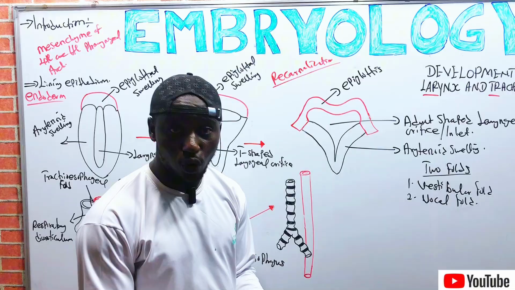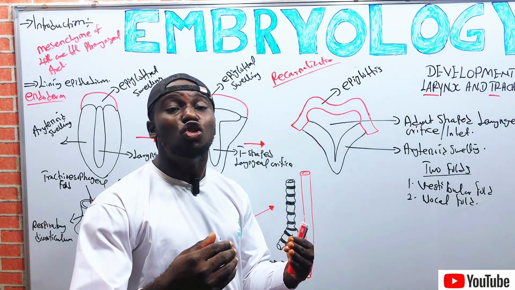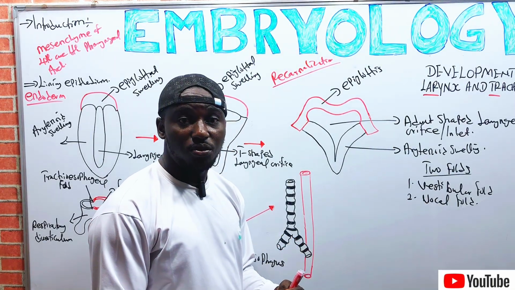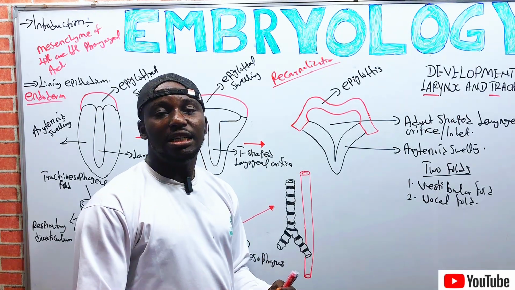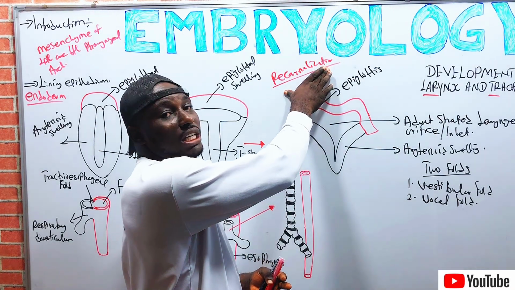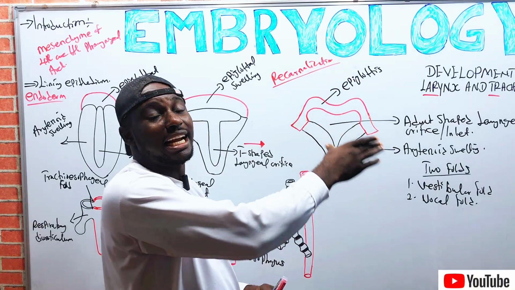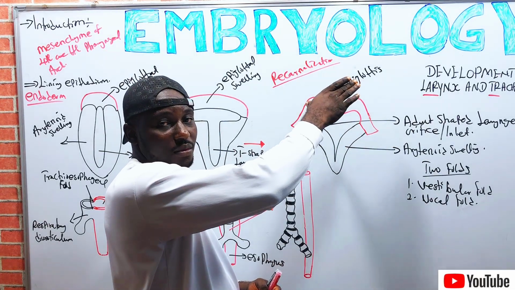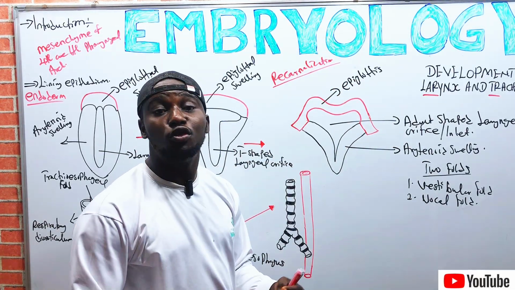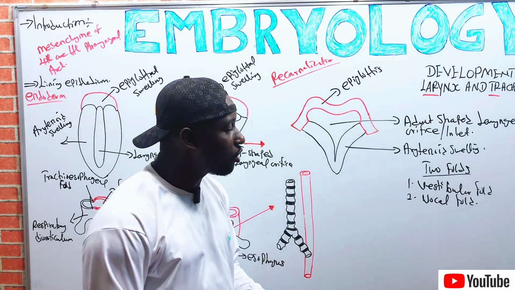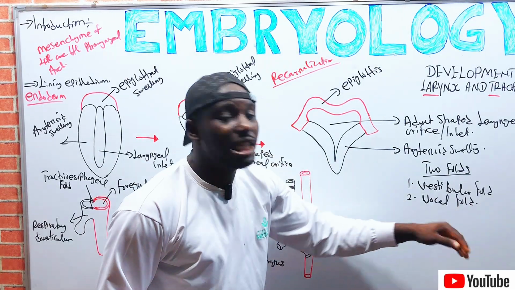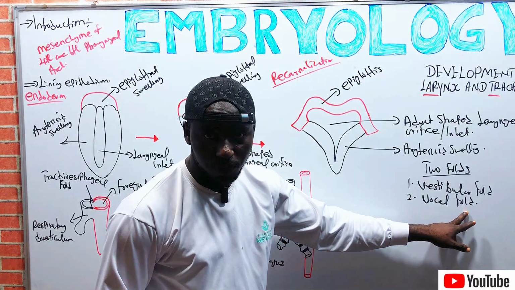As they do so, those endodermal cells will undergo breakdown, so that recanalization of the larynx will take place. During the recanalization of the larynx, it led to the formation of two folds, the upper fold and the lower fold. The upper fold is called the vestibular fold, while the lower fold is called the vocal fold.